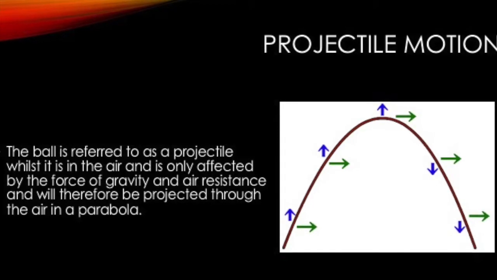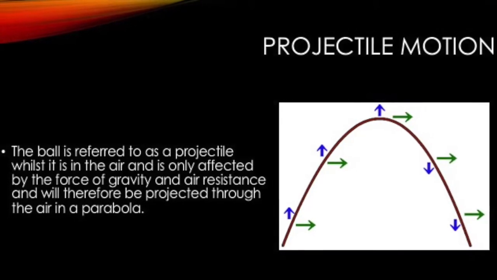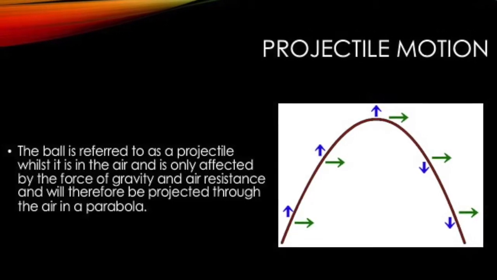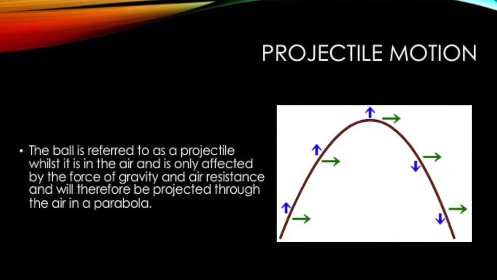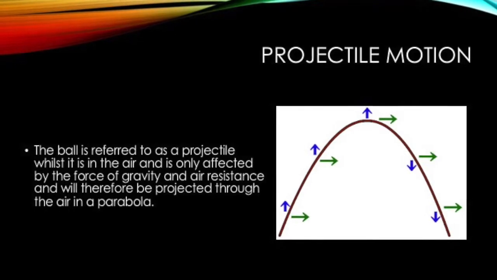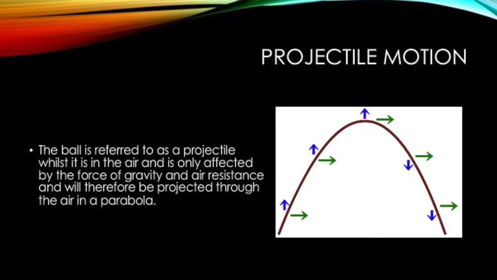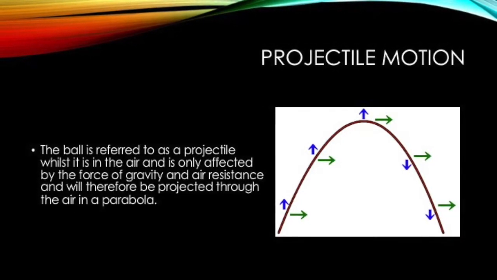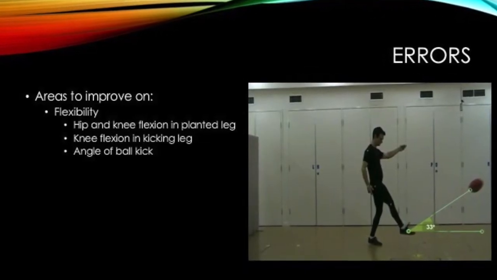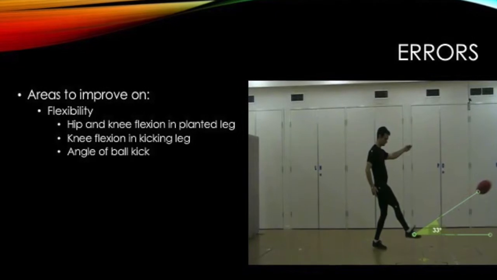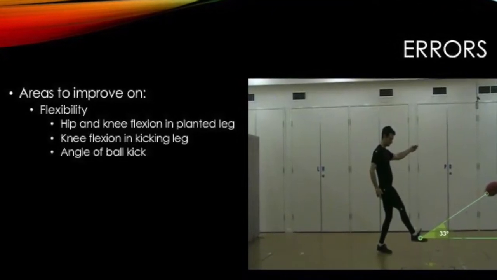Whilst the ball is in the air, it is referred to as a projectile. It is then exposed to a force known as projectile motion. This means that whilst the ball is in the air, the only force inflicted on it is gravity and possibly air resistance. Some errors that have been noted in the athlete's technique are their lack of flexibility.